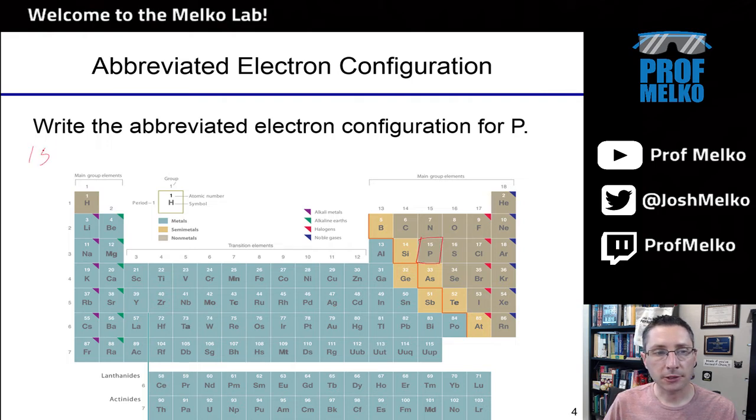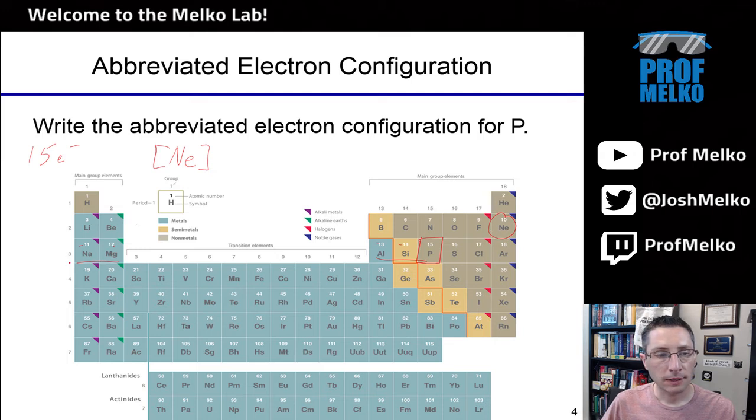Phosphorus has 15 electrons. I can write out the full electron configuration if I want, but for abbreviated, I know I have to count backwards, 14, 13, 12, 11, until I get to a noble gas, 10. So the abbreviated configuration is going to start with this previous noble gas. Here it's neon. And then I have to account for these extra electrons between that noble gas and this element.